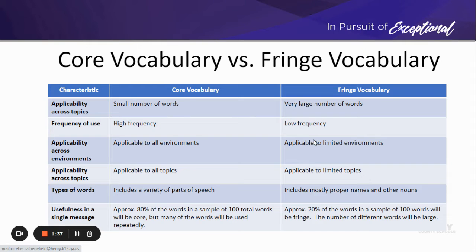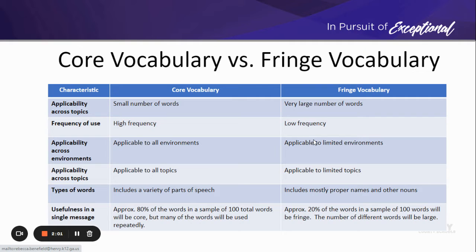Okay, so core versus fringe vocabulary, the applicability across topics. So core vocabulary has a small number of words. Okay, so it's a small set of words. Like I said, it's about 200 words, give or take a few. Fringe vocabulary is a very large number of words. Okay, so it consists of many, many, many words.